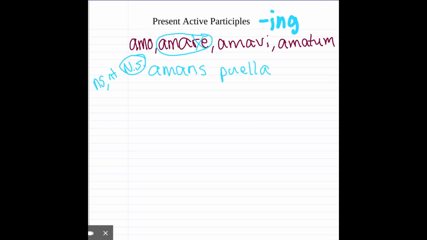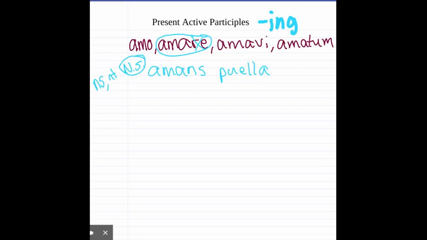Now, all present active participles are in the third declension, so that's the endings -s, -is, -i, -em, -e, -es, -ium, -ibus, -es, -ibus. So if I go to the genitive singular, it changes slightly. The genitive, if you ever see it in a chart, they will always tell you like this: amans, amantis. You'll see that -nt. Of the loving girl. Both of these are genitive.